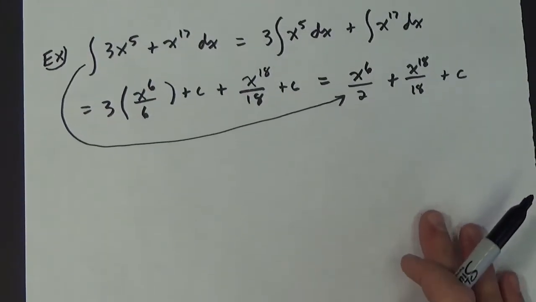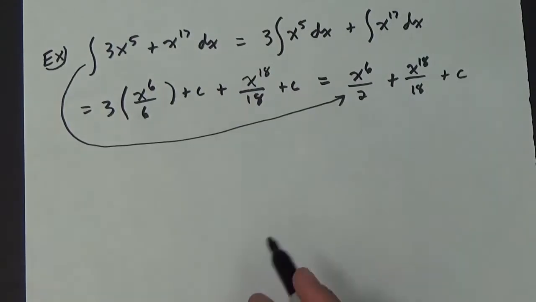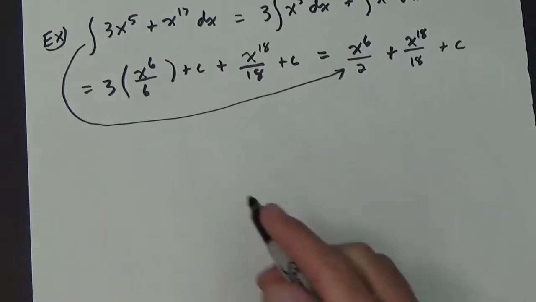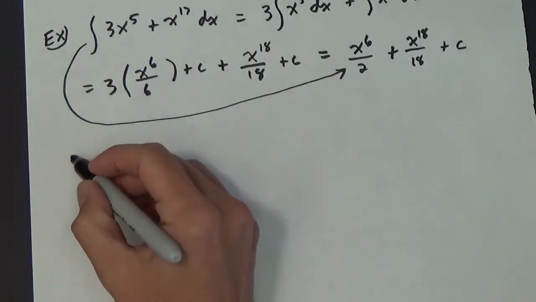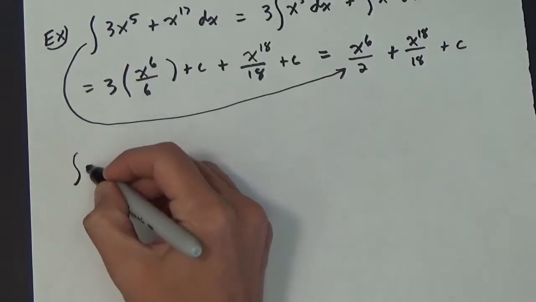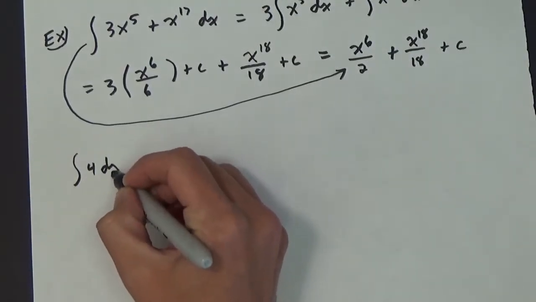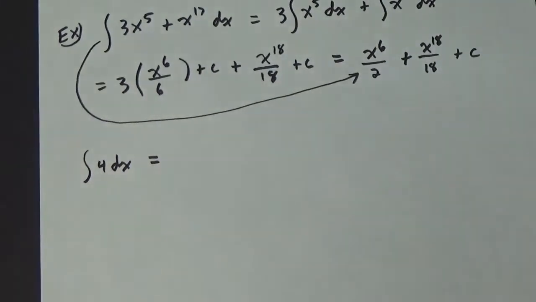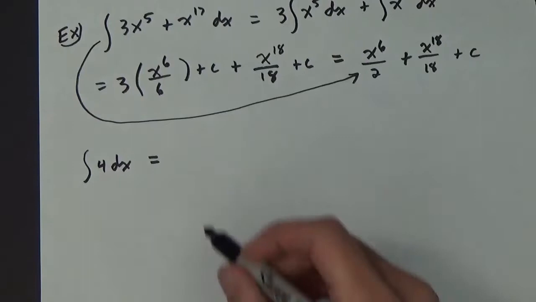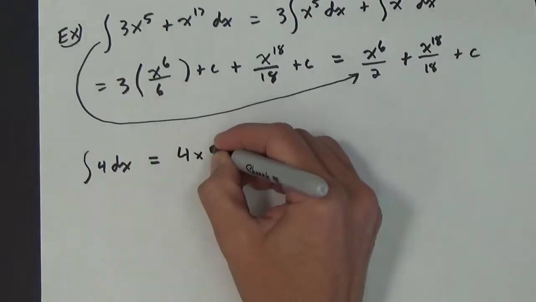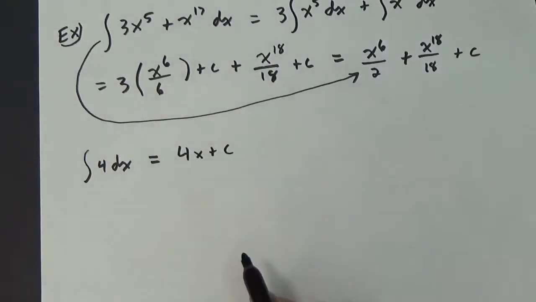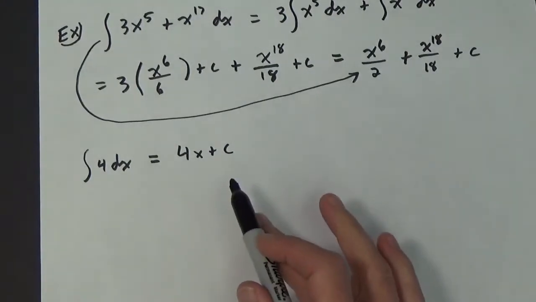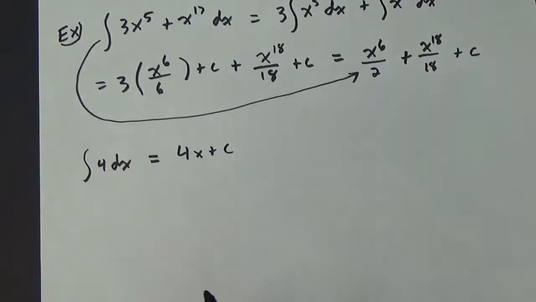This one actually tends to be tricky, but you just have to remember it, and then it's not so bad. So let's say we have, what is the integral of 4 dx? Sometimes you have to sit there and think, what do I take the derivative of in order to get 4? Well, in this case, it's going to be 4x plus c. And so that makes sense. If I take the derivative of 4x, I get 4.